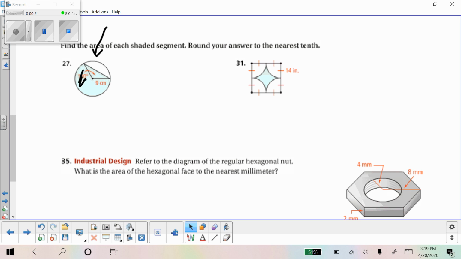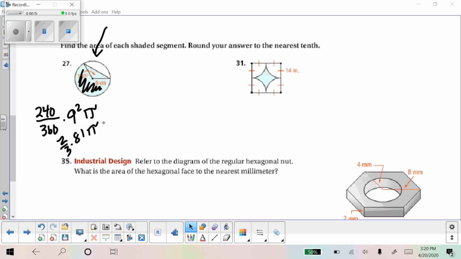Let's start with just this part right here. That would be 240 degrees out of 360 times the area of the whole circle, which would be 9 squared pi. And then we'll get the area of that triangle and add it on in a second here. So for that part, you get 54 pi. Now we're going to add the triangle.